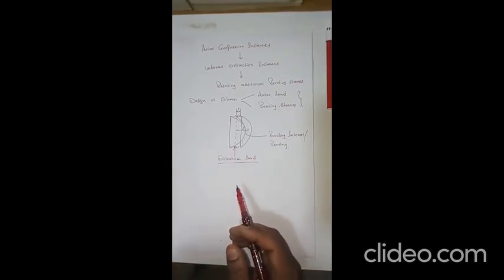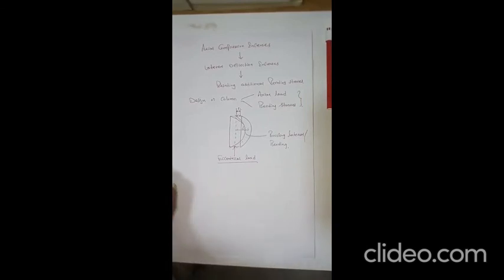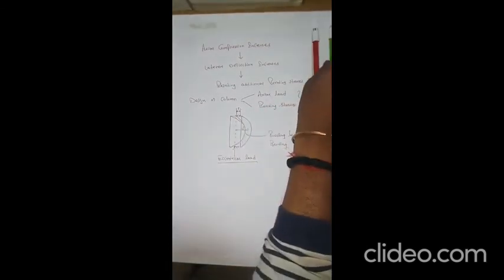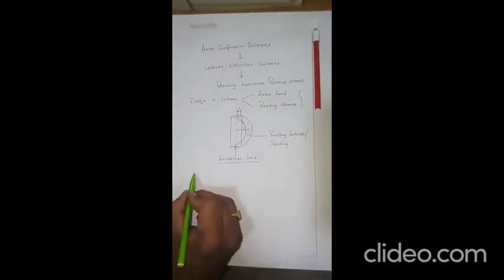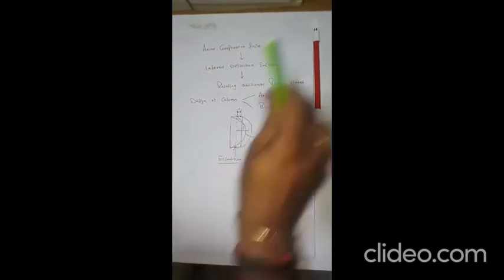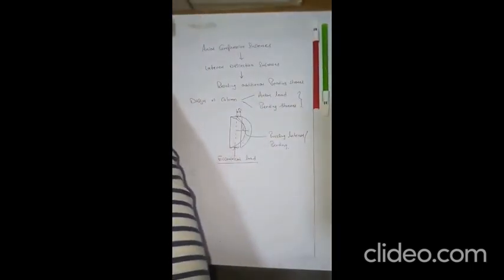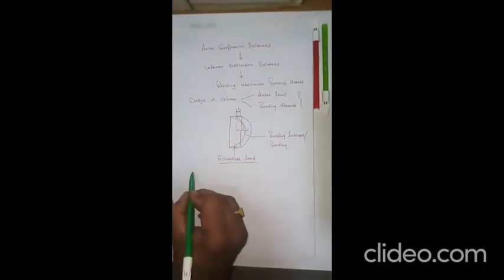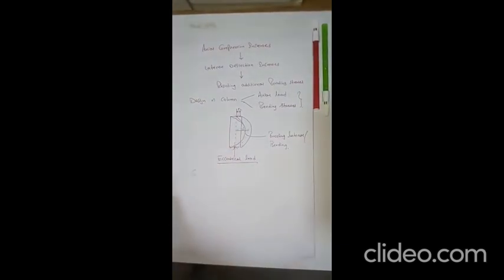This is the important information about the column. And the other important property in a column is the slenderness ratio. Very important, slenderness ratio. Sorry guys, my pen was not working right now.